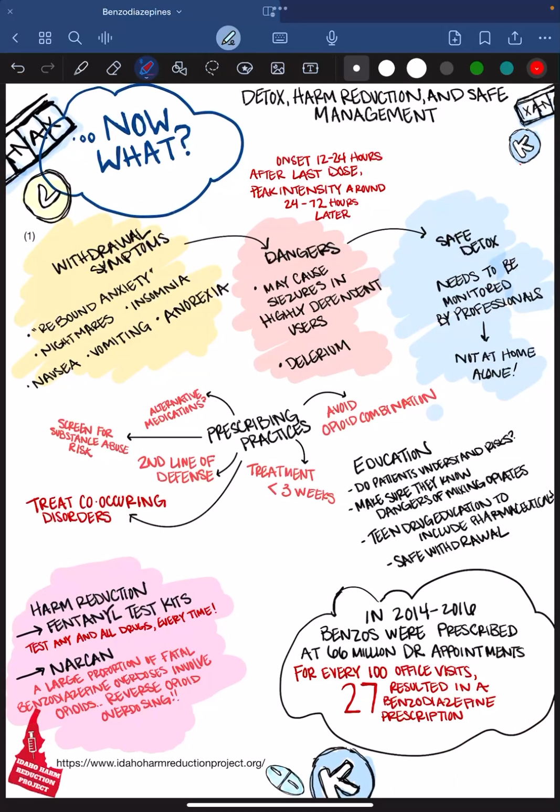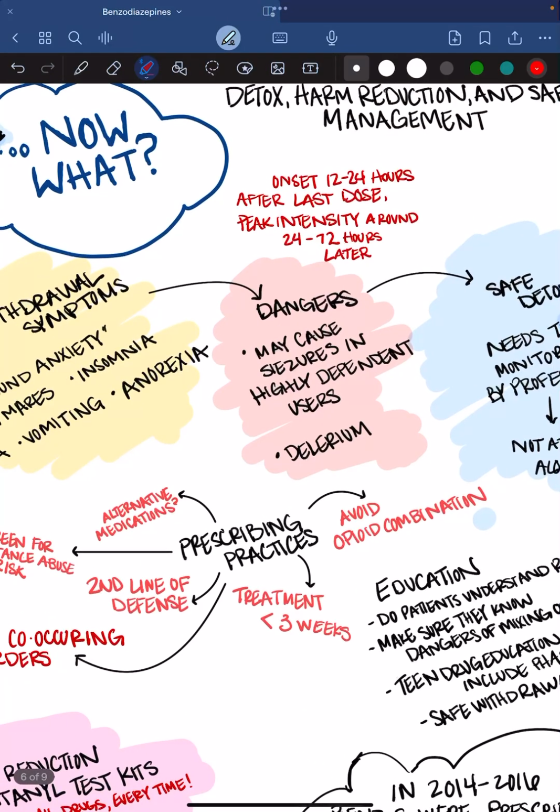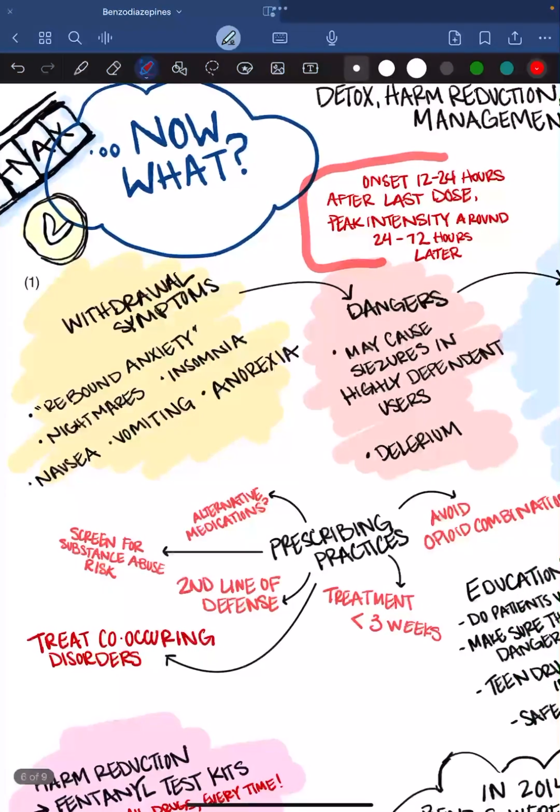So if somebody is dependent on benzodiazepines, so now what? We're going to look at detox, harm reduction, and safe management of benzodiazepines. So if treatment were to be discontinued, the onset of withdrawal symptoms would happen in about 12 to 24 hours after the last dose, and peak in intensity around 24 to 72 hours later, and then it would taper off from that, but it can take an extremely long amount of time for any withdrawal symptoms to be completely eliminated.